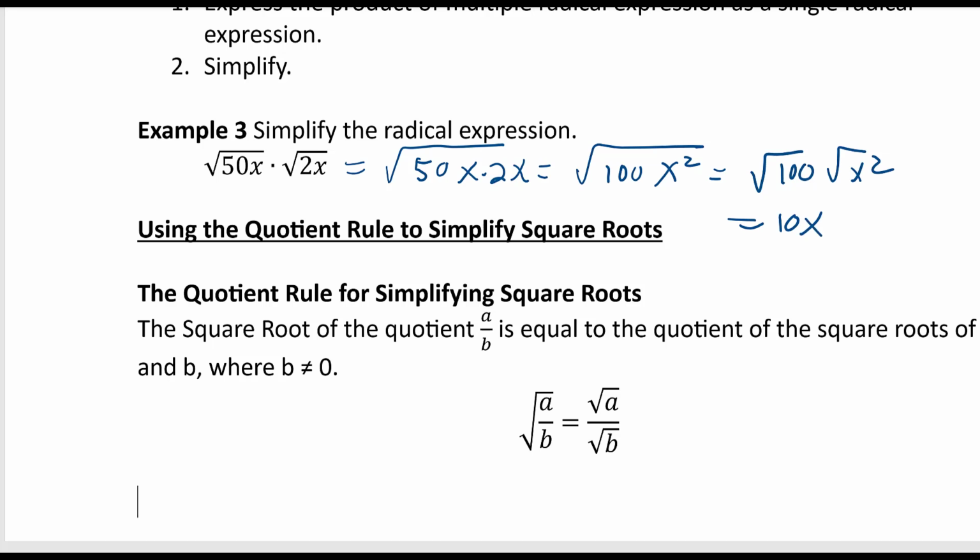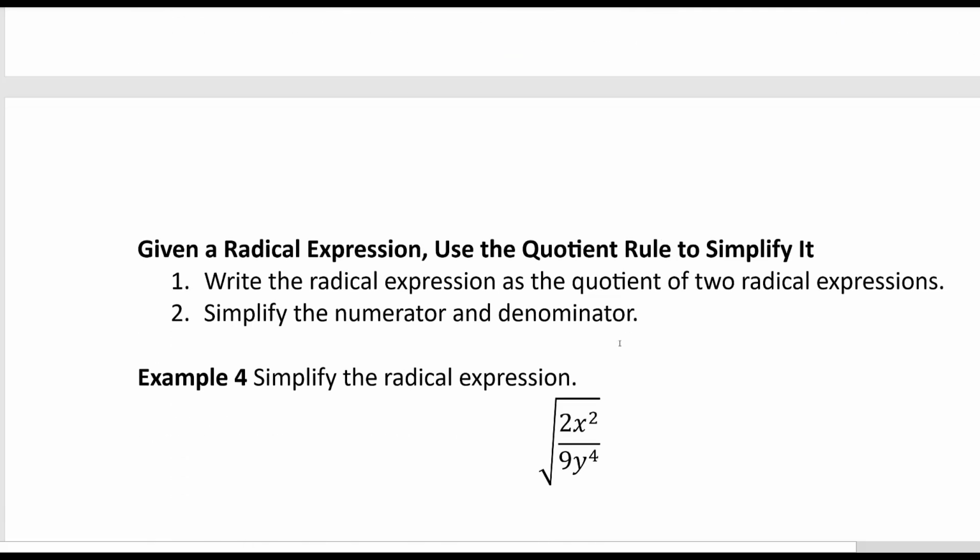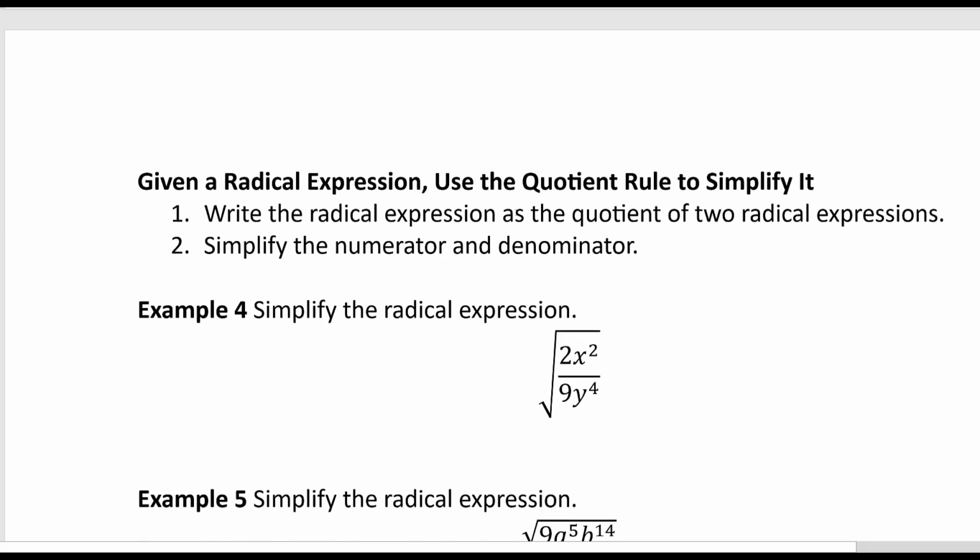And the quotient rule for simplifying square roots: if you have the square root of a over b, it's the square root of a over the square root of b, where b can't be 0. So given a radical expression, use the quotient rule to simplify it. Write the radical expression as the quotient of two radical expressions. Simplify the numerator and denominator.